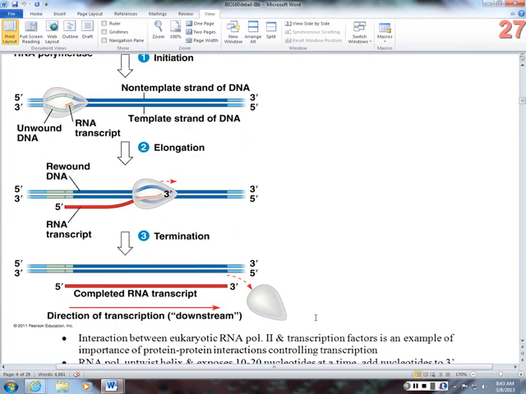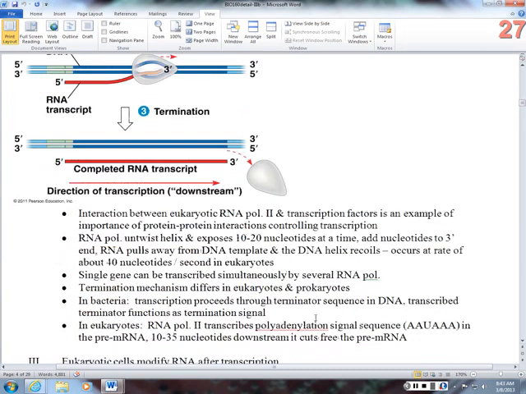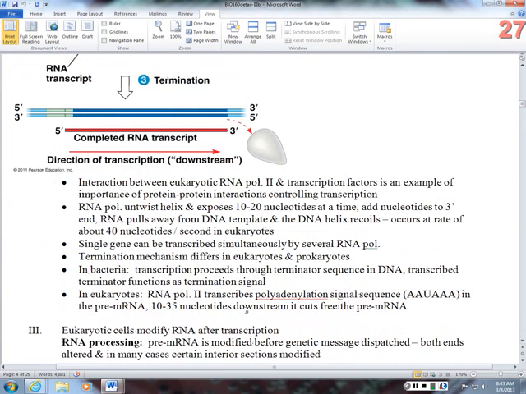And when you're done, it's closed up, that completed RNA transcript goes on its way, and you've still got the DNA. And so the promoter ends up going down the stream.